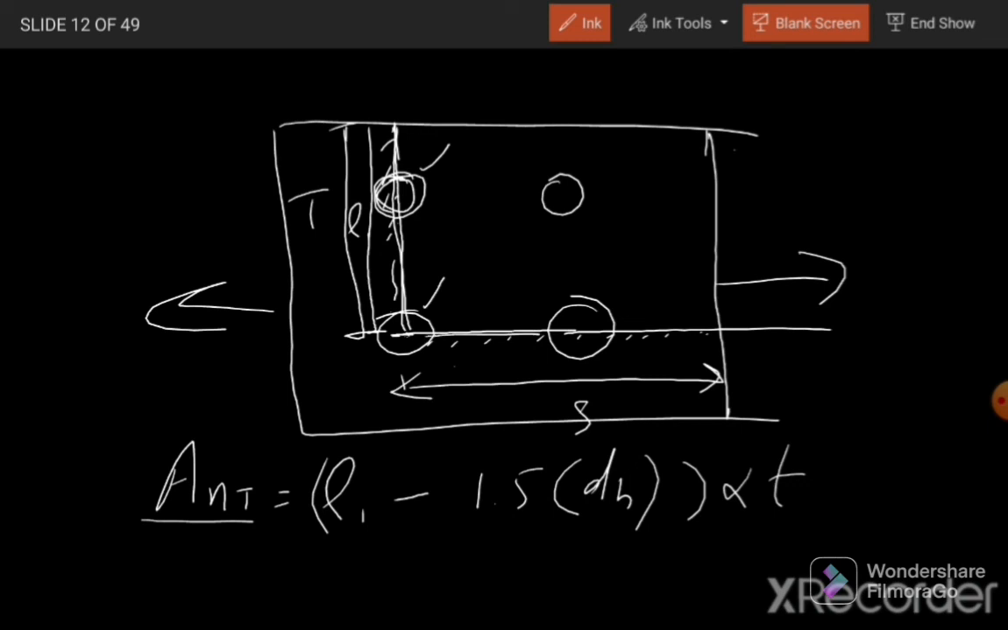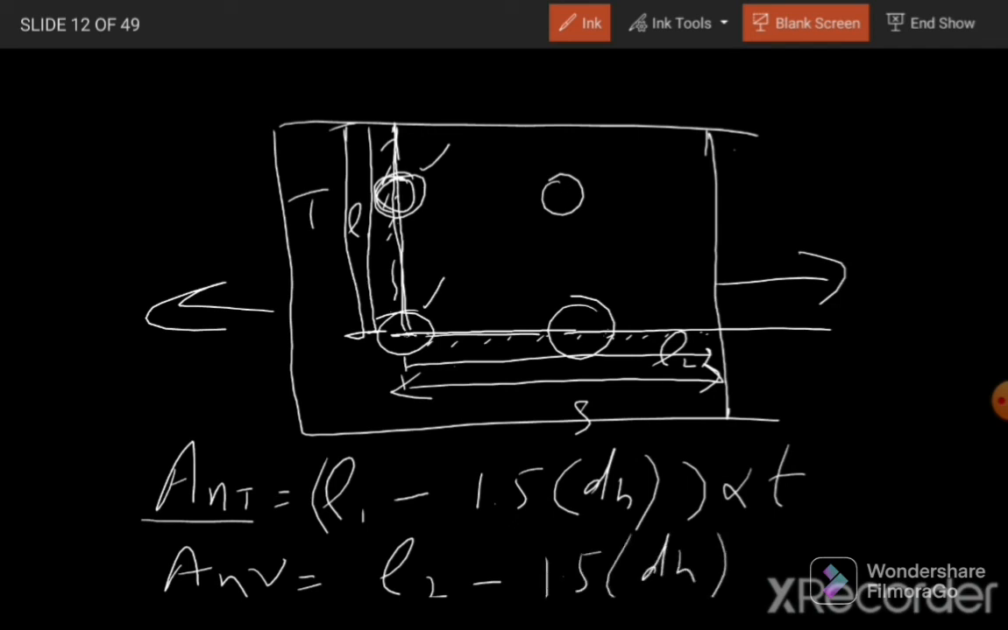And in case of the net area in shear, again we need to consider the length from here up to here. For example, it is L2, so L2 minus the diameter of this hole and the diameter of this half hole, again 1.5 times the diameter of the hole, and then we need to multiply it with the thickness.